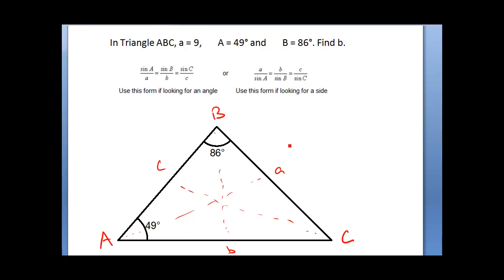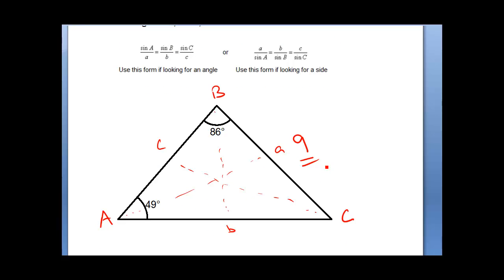Little a is 9. Okay? And they didn't tell us units, and that's okay. So we'll just say 9 units, whether it's centimeters or meters or feet or inches or whatever. Okay? If we're using different sides, then they have to be in the same units. So they're all in feet, or they're all in centimeters, or they're all in inches, whichever. So I want to find little b.